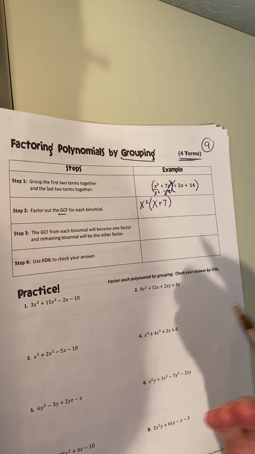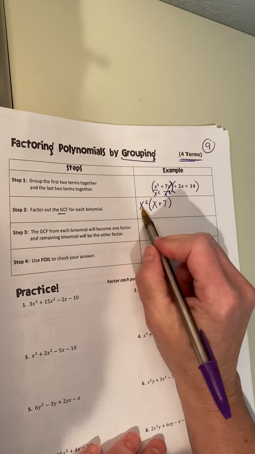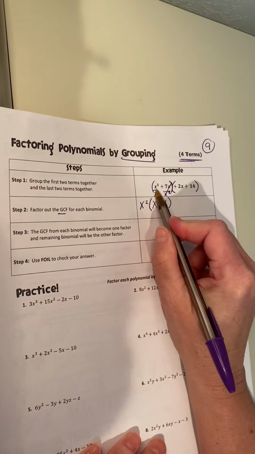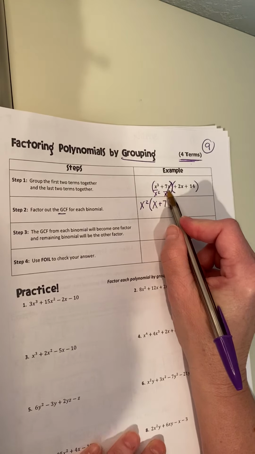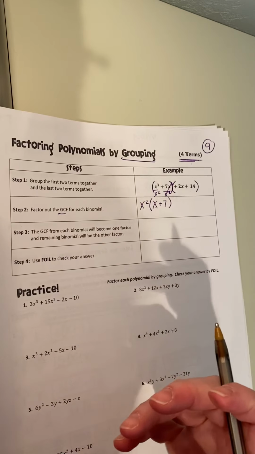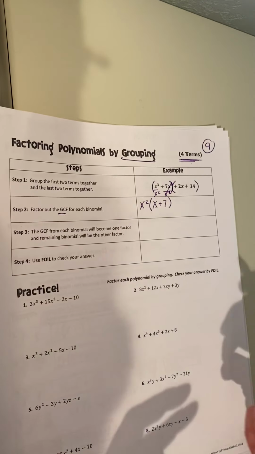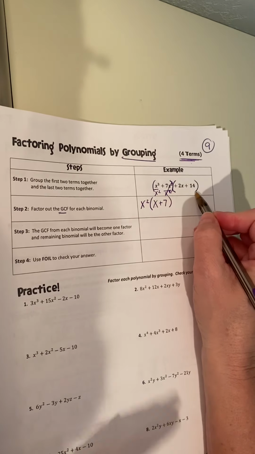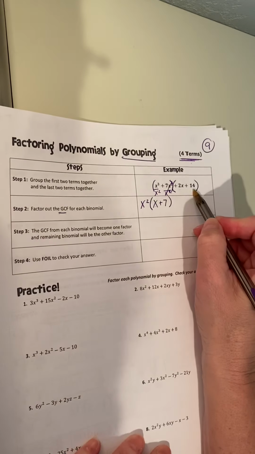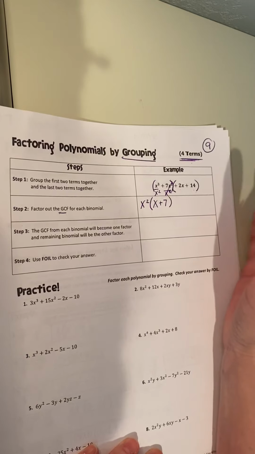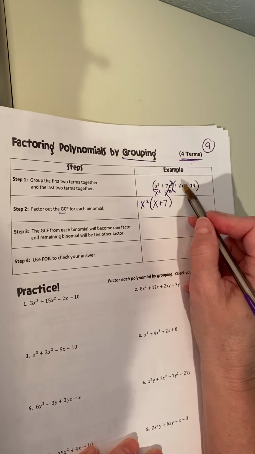So again, if you need to check it, then redistribute. X squared times x is x cubed. X squared times 7 is 7x squared. So I'm done with the first binomial. Now, right next to it, I'm going to factor out the GCF from that second binomial. So I see a 2x and I see a 14. Well, the only thing I can factor out of that is a positive 2.